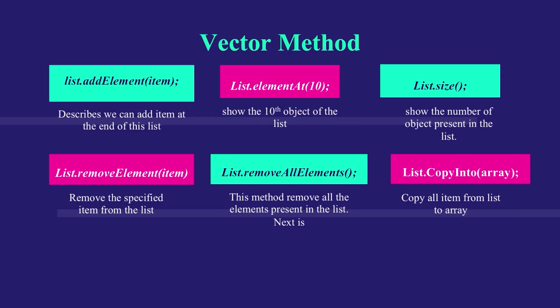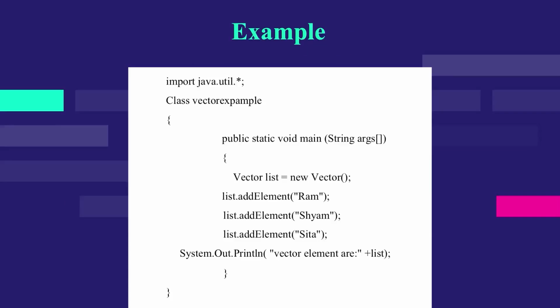The next one is list.removeAllElements, which removes all elements present in the list. The next one is list.copyInto(array), which copies all items from the list to an array. So these are the methods of Vector which will be used in programs. Now I am going to show a program on vector, so let us understand with the help of an example.